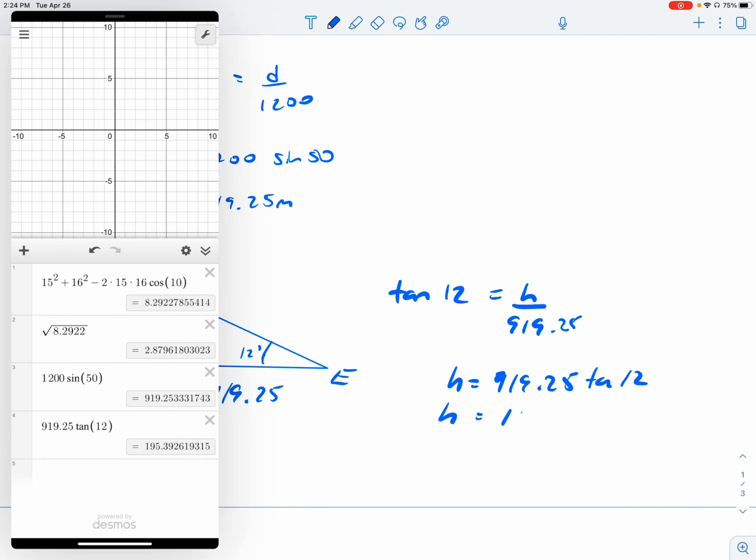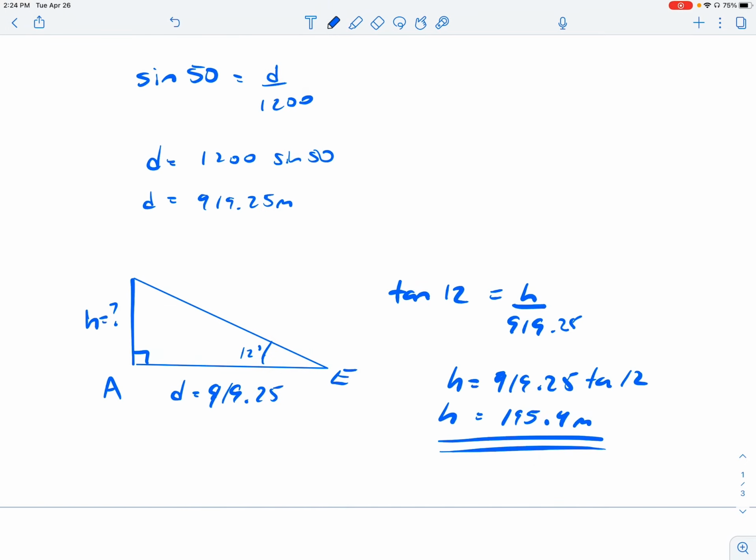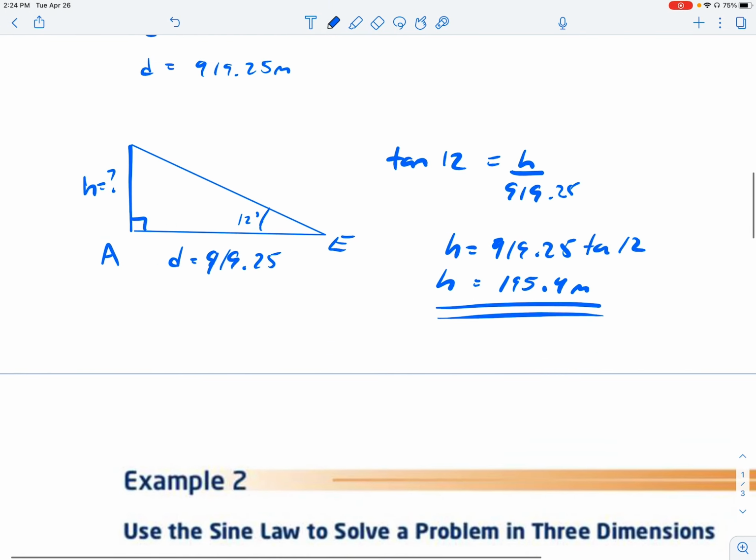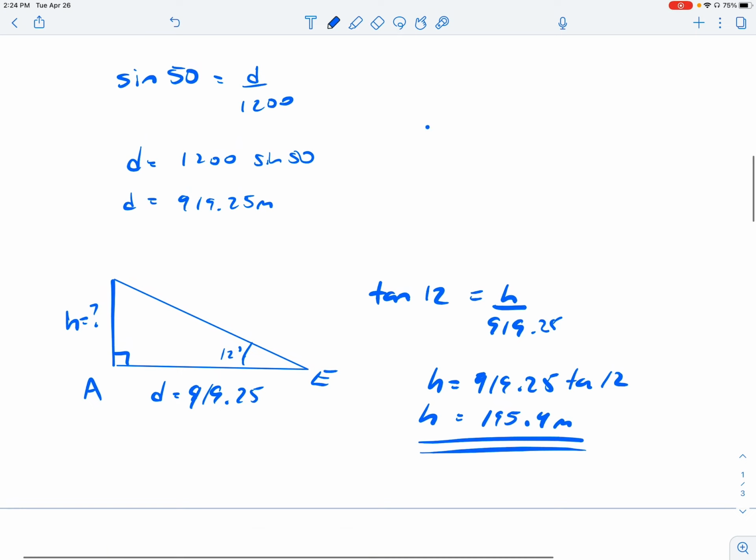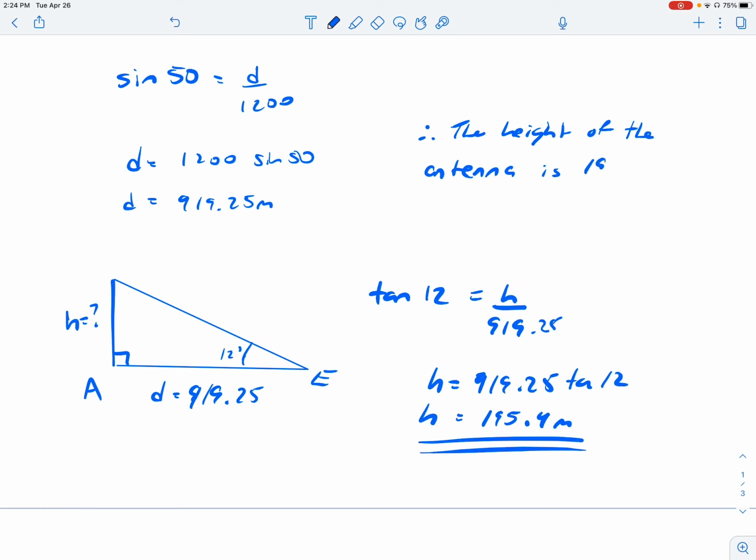Okay, 195.39. I could say 195.4. Okay, so now we just basically found the height of the antenna. So we just leave a final statement. We can say, therefore, the height of the antenna is 195.4 meters.